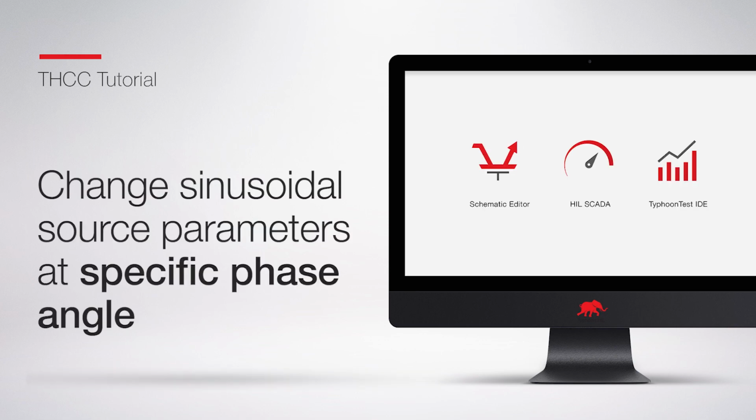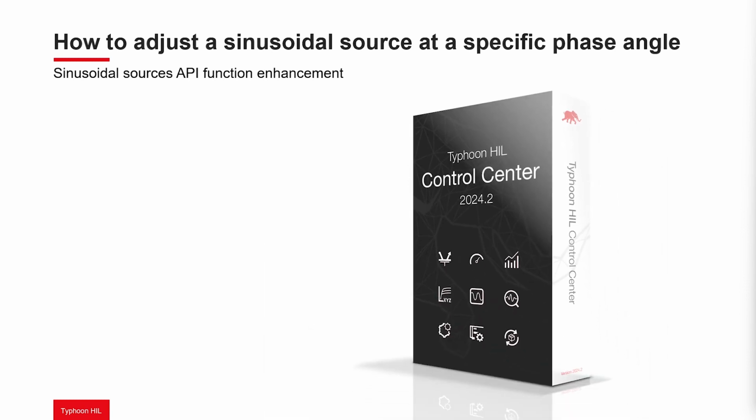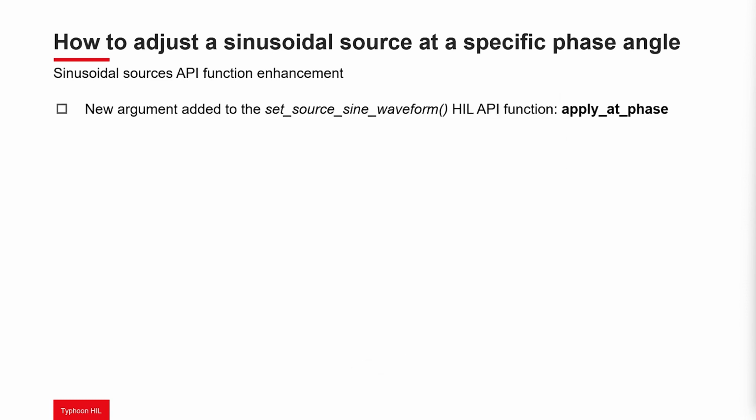Hello and welcome. In this tutorial, we will look at a new feature that enables you to change sinusoidal source parameters at a specific angle. From the 2024.2 Typhoon HIL Control Center software release, it is possible to specify that new sinusoidal source parameters should be applied at a certain phase angle. This is achieved through a new argument of our HIL API function called setSourceSineWaveform.